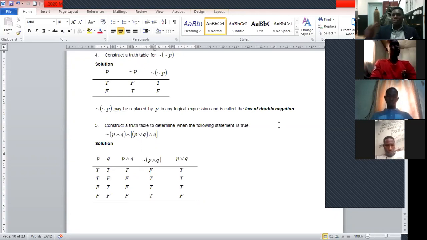The negation of the negation of a statement is that statement. So that is why we say somebody should not repeat double negation in a sentence. In other words, you are referring to the affirmative sense of the sentence. Okay?